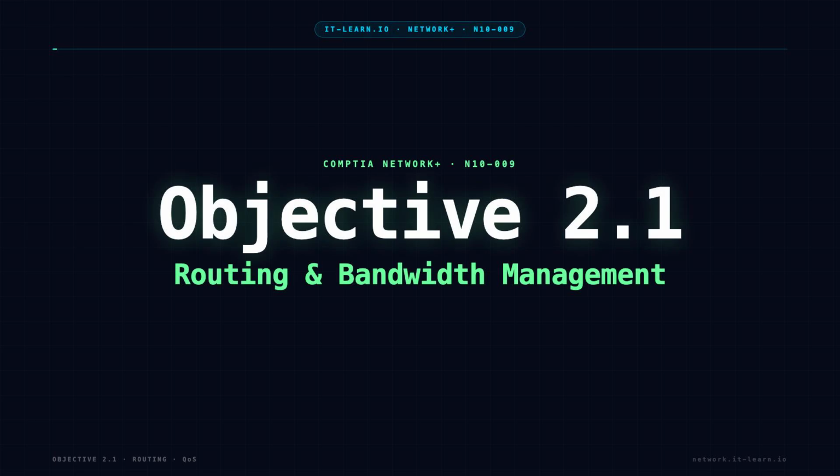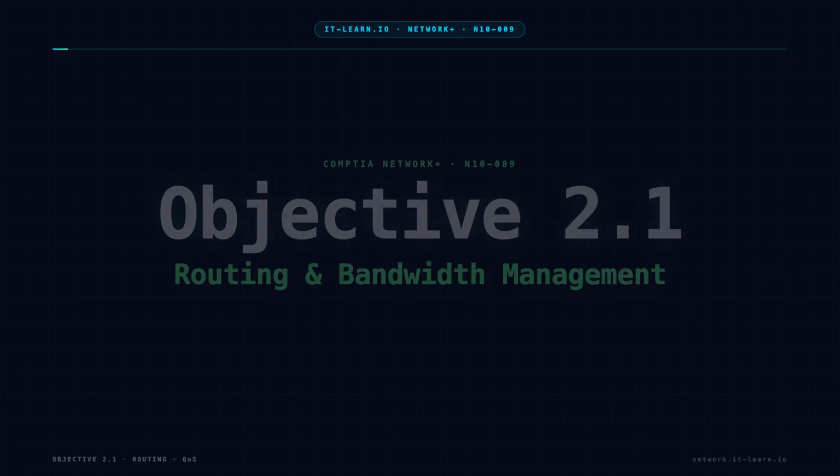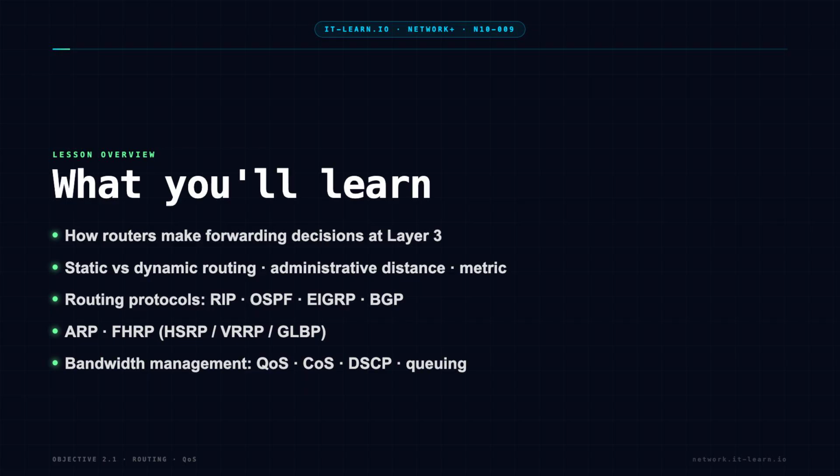In this lesson, we are covering Objective 2.1, Explain Characteristics of Routing Technologies and Bandwidth Management Concepts. Routing is what connects networks together. Without routing, the internet as we know it would not exist. In this lesson, we will cover how routers make forwarding decisions, the differences between static and dynamic routing, the most common routing protocols you will see on the exam, and the bandwidth management techniques that keep traffic flowing predictably.